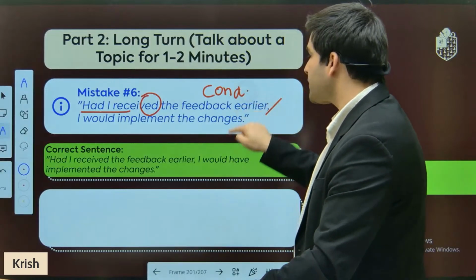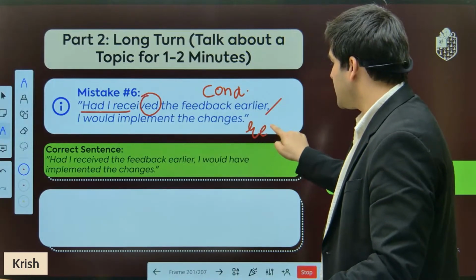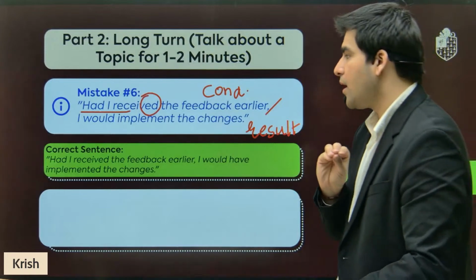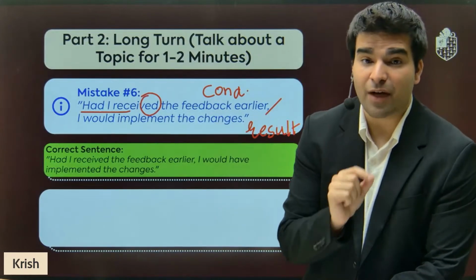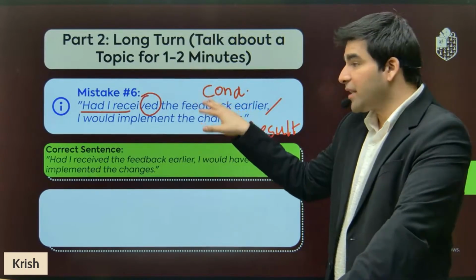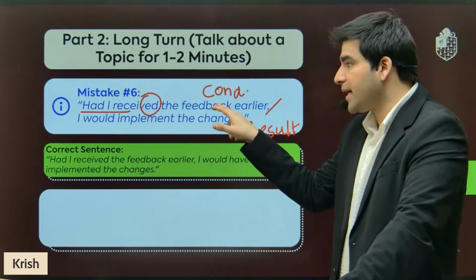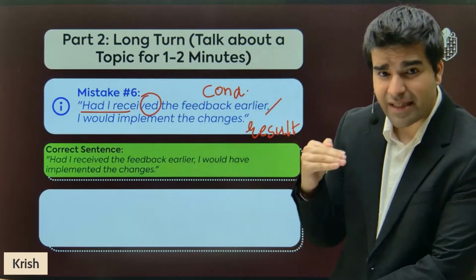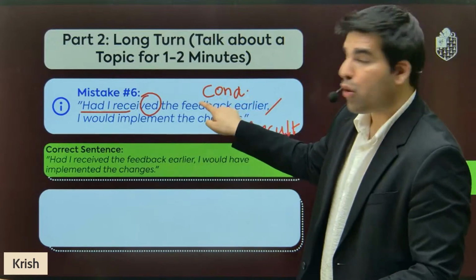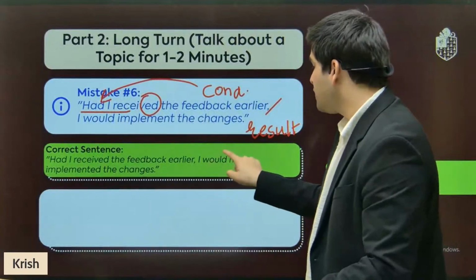It's condition. I would implement the changes. This is the result part. Correct? The first part is condition, the second part is the result. Yes or no? All right. Now, here is the deal. Have a look. Very important. By the way, this is called a third conditional sentence. Technically speaking, a third conditional sentence, but let's understand it in an easier manner. Whenever you see these kinds of sentences, with condition, always use had, but with result, always use would have.